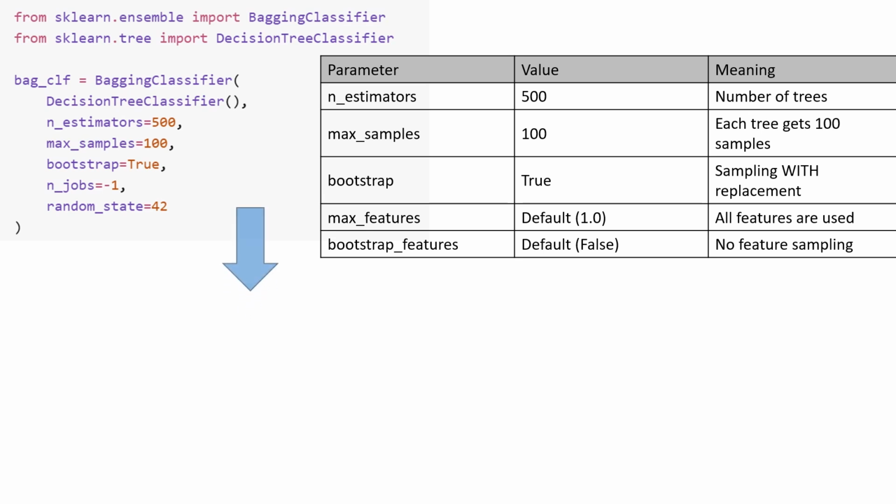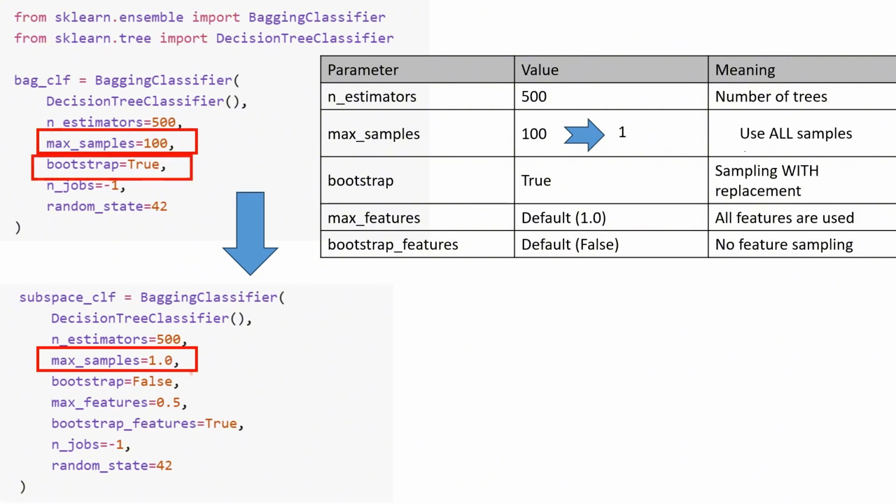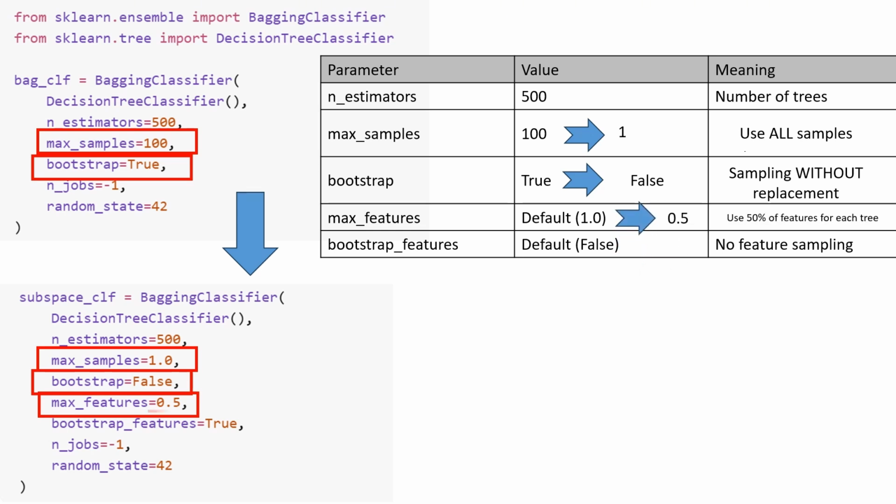Now, if we want to switch to the random patches method, we need to modify the code slightly. Setting max_samples equals 1 means that each tree uses the entire dataset. If we reduce this value, for example to 0.6, then each tree is trained on only 60% of the samples. By setting bootstrap equals false, we switch from bagging to pasting, meaning that sampling is done without replacement. We also set max_features equals 0.5, which means that each tree uses only 50% of the features. Finally, setting bootstrap_features equals true means that features are sampled with replacement.